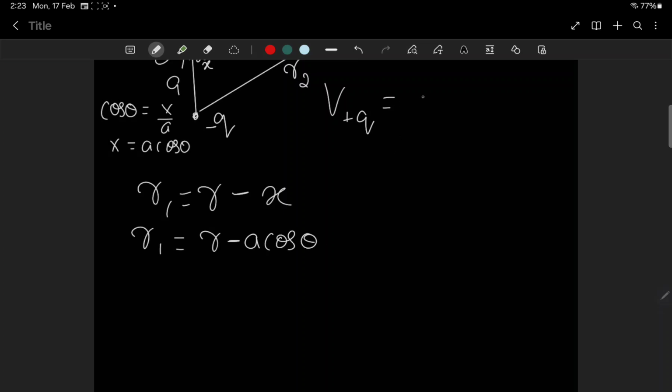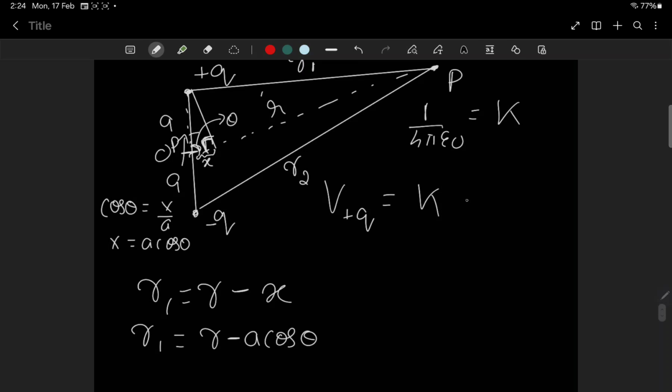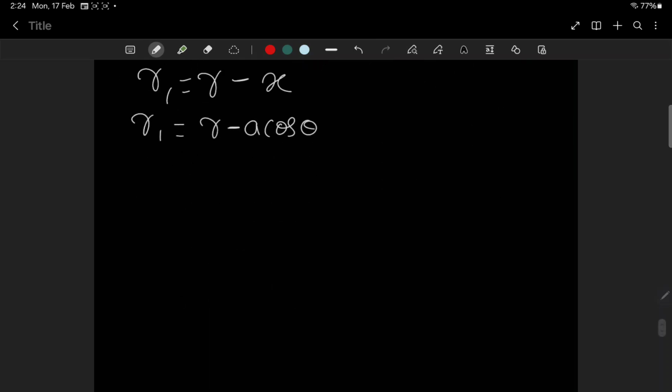So therefore V plus Q is equal to 1 by 4 pi epsilon 0. Instead of writing 1 by 4 pi epsilon 0 everywhere, which takes a long time, we will just substitute K for that. So K into Q by R minus A cos theta. Here no square, don't forget, no square. That is V plus Q.